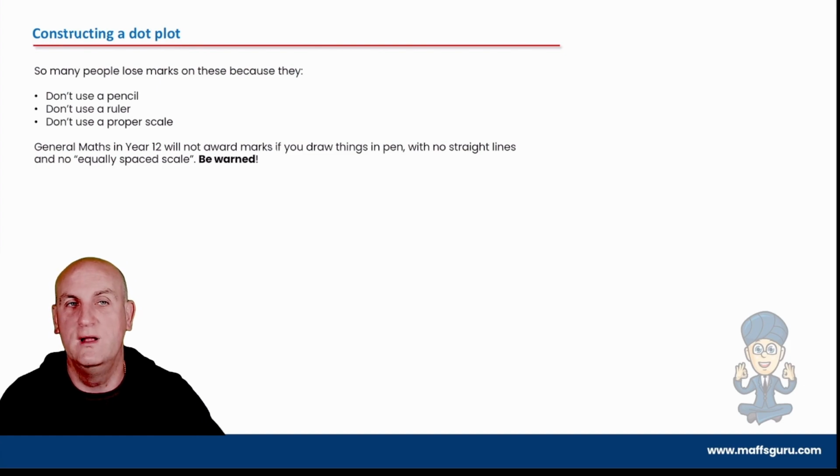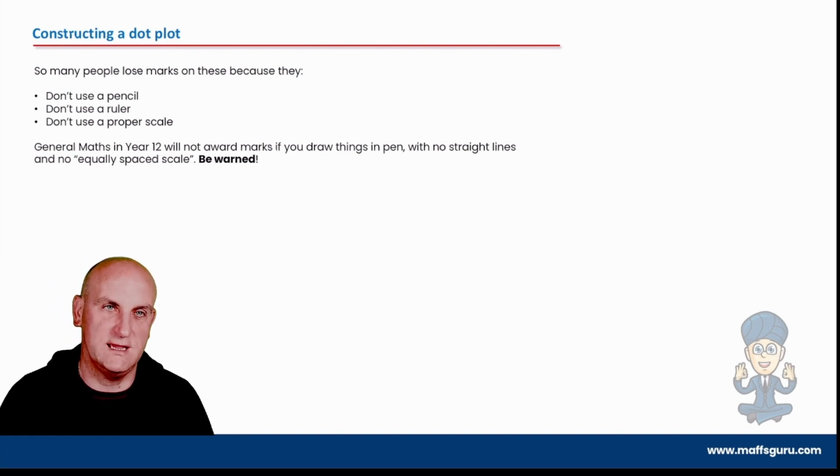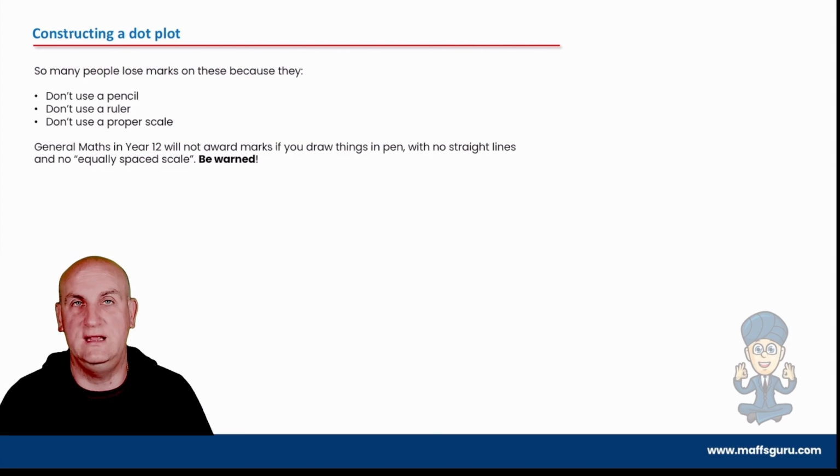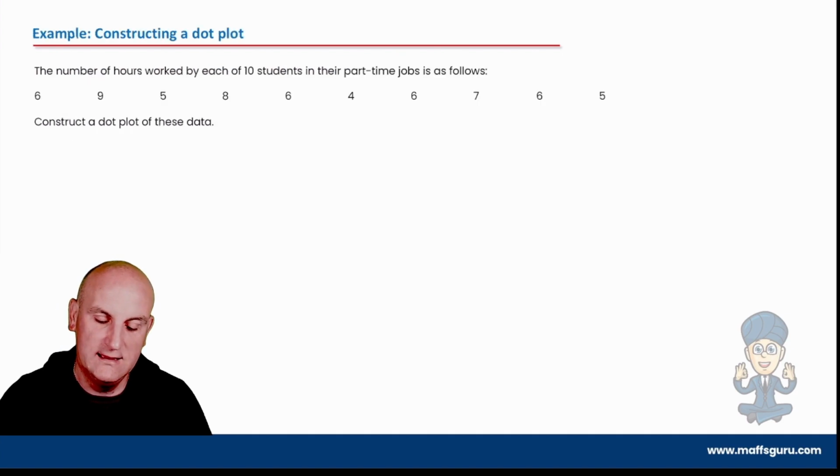Because they don't use a pencil, they don't use a ruler, and they don't use the proper scale, all right? So you will lose marks in year 12 if you don't use a pencil, if you don't use a ruler, and you don't use the proper scale. And you have to be accurate. I'm going to say that in the next video.